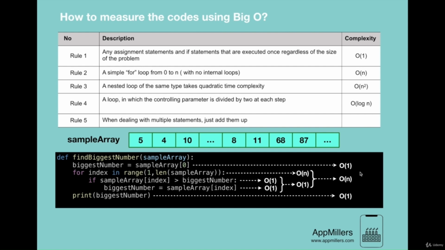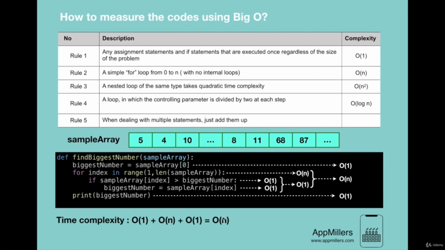So at the end, we need to sum up these three time complexities here. If we sum them up, we again remove non-dominant terms. We have two non-dominant terms here, which are O(1) over here and O(1) over here. So we are removing these, and we are getting O(n).